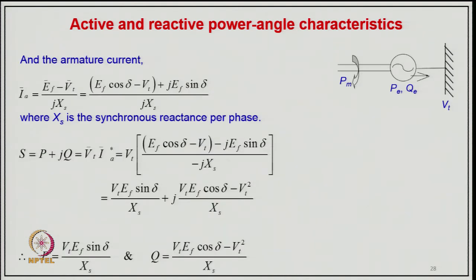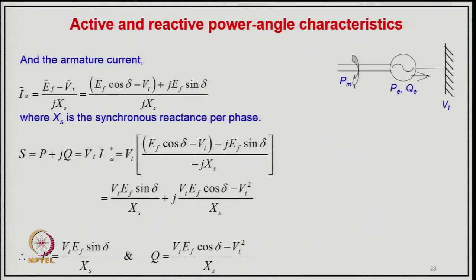The armature current will be I a equal to (E f minus Vt) upon j x s, that will be (E f cos delta minus Vt plus j E f sin delta) divided by j x s, where x s is the synchronous reactance per phase and we are neglecting the resistance in this case. So, S will be equal to P plus jQ, that is Vt into Ia conjugate, and that will be Vt in bracket (E f cos delta minus Vt minus j E f sin delta) divided by minus j x s, and after solving it becomes Vt E f sin delta divided by x s plus j Vt (E f cos delta minus Vt) upon x s.